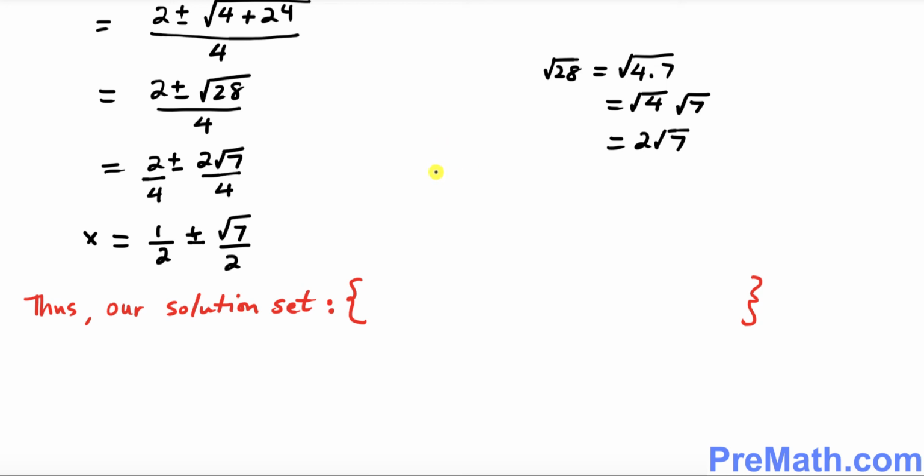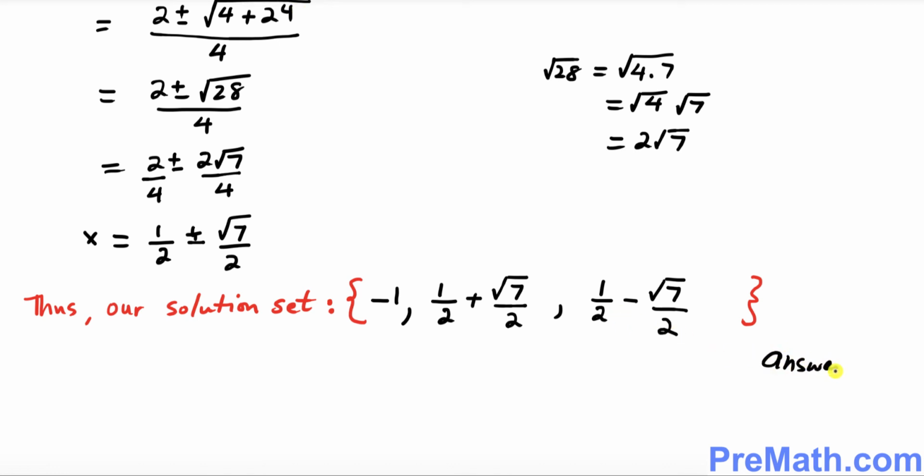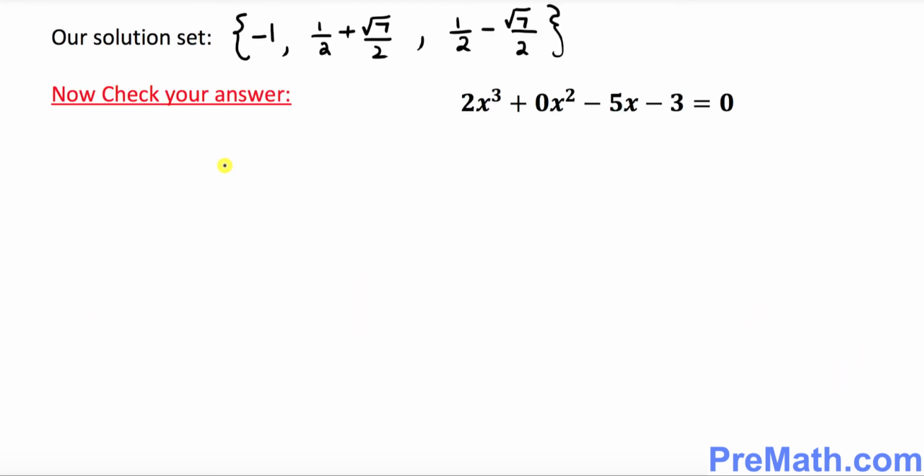So thus our solution set is going to be, now you have to tell me. In the previous step, we figured out that x equals -1. So one of our solutions is -1, and we're going to split this one as well. This can be written as 1 over 2 plus square root of 7 divided by 2, and the third solution is going to be 1 over 2 with the minus sign, square root of 7 over 2. So this is our solution, that is our answer. And finally, we want to check our solution and see whether our answer is right.